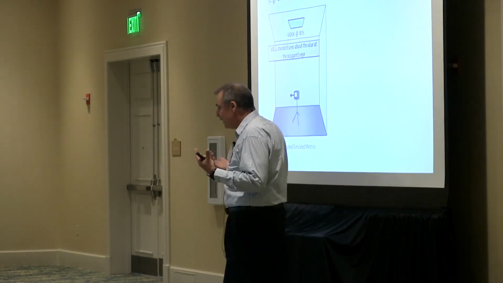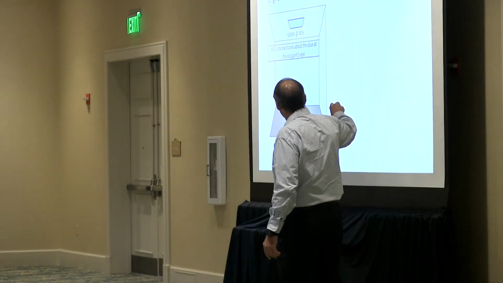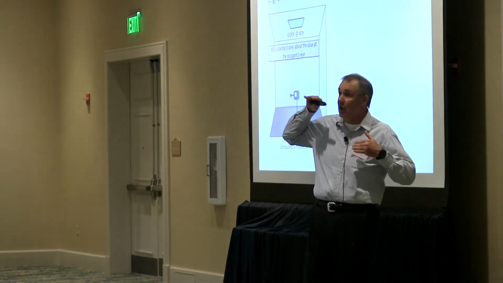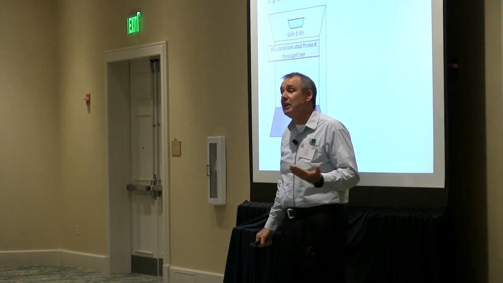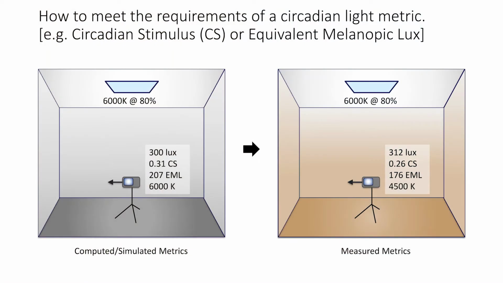So the lighting designer is going to simulate this. And what they do is the standard calls out for it at the eye level. So the calculation is going to be at your eye level looking towards the wall. Unfortunately, they use grayscales as the finishes of the surface. So you're going to set the light at 6000 Kelvin at 80%, and we're going to see what light level, what circadian stimulus, or equivalent melanopic lux we get.